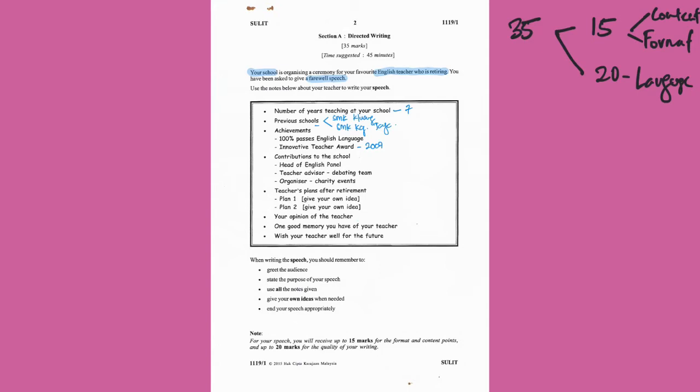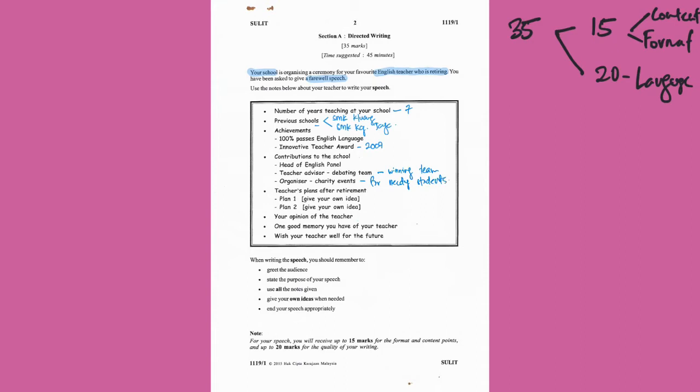And then we have organizer of charity events. You might want to mention here, okay, this one is winning team. And then charity events for needy students, for example. Whatever comes to mind, make sure you jot them down.